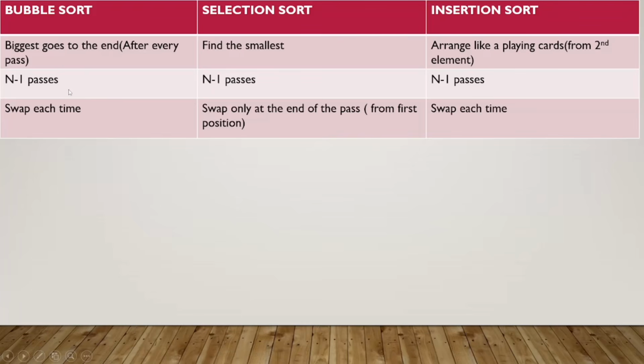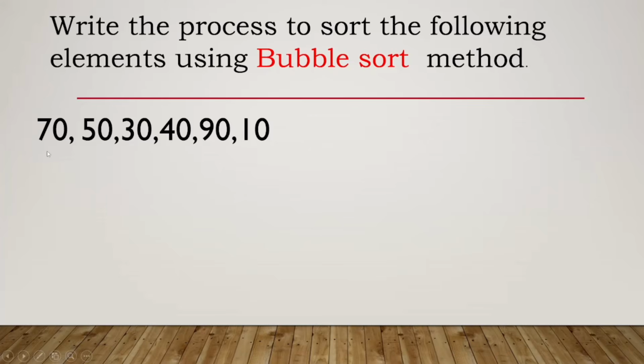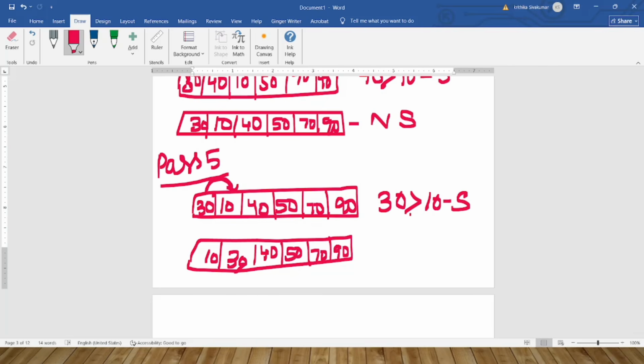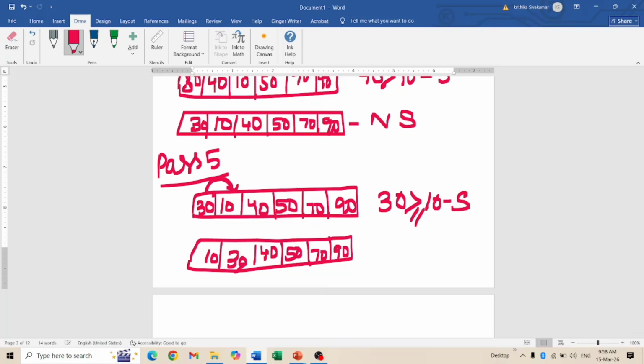So n minus 1 passes. We have 6 elements, so n minus 1 passes, and you are doing swapping each time. Whenever you are doing the comparison, if the condition is true, then you do swapping in bubble sort. And another thing you have to remember: you have to use the greater than symbol here. Is it clear? This symbol you have to use for bubble sort.